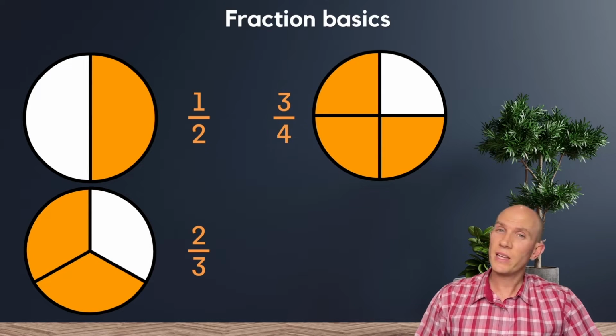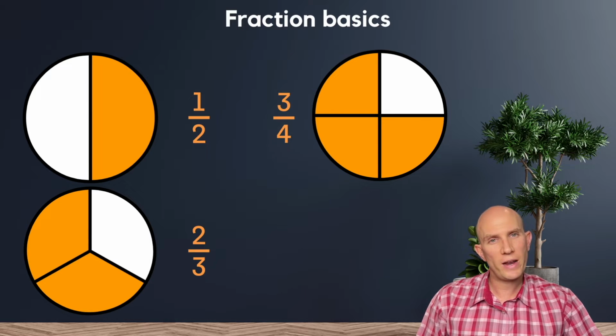Great job with those. Here's some more where we've kept the denominators the same and just changed the numerator. So I hope you can tell from these that the denominator is always in charge of how many slices our original was cut into, and the numerator is responsible for telling us how many pieces we're interested in. In this case, the orange slices.